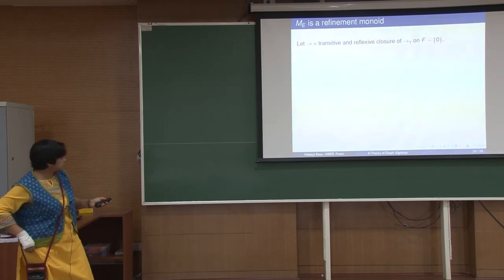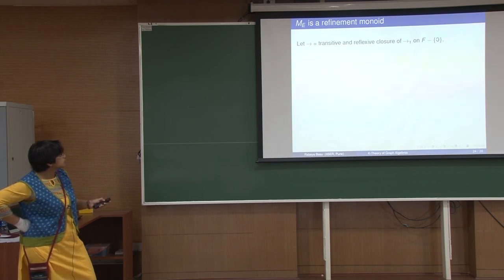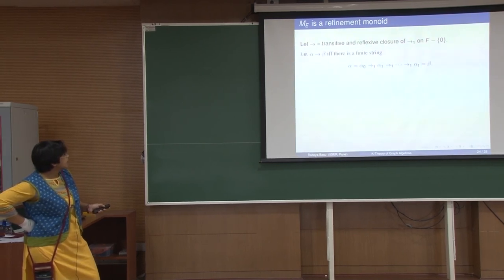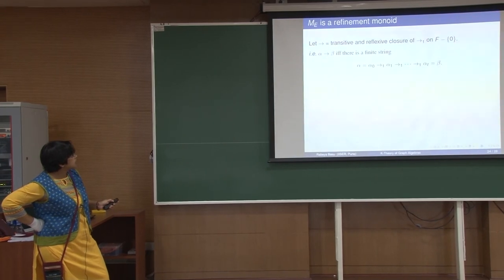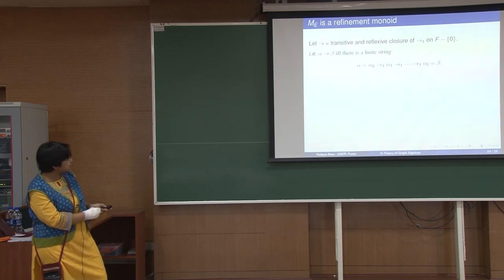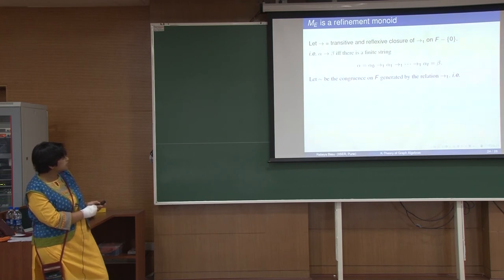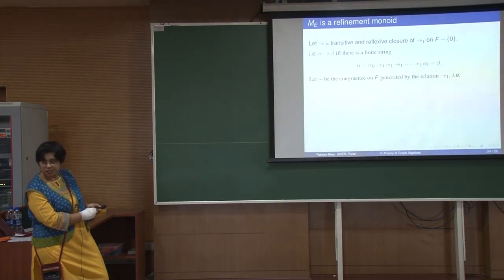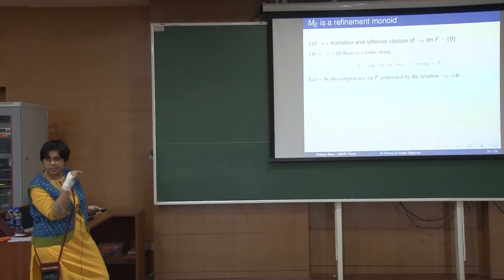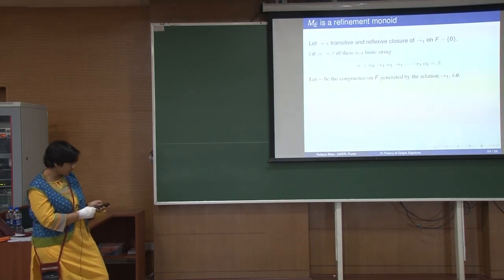So this is the transitive and reflexive closure of that relation. So alpha is related to beta if and only if there is a finite string such that you can reach, alpha equals alpha naught, then after a finite stage you can reach beta. And then to get an equivalence relation, you have to consider the paths in the opposite direction also. Alpha is symmetric to beta if and only if beta is related to alpha, by the symmetric property.